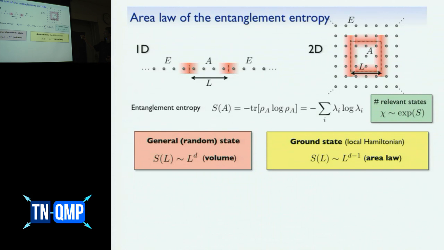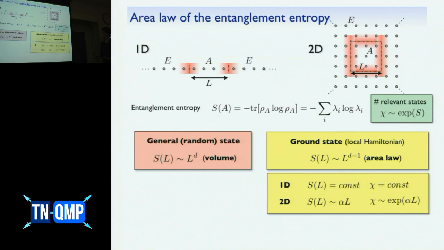Now this implies in one dimension, L to the power of 1 minus 1, that's a constant, right? So the entanglement entropy will asymptotically become a constant when you look at larger and larger systems. The remarkable consequence is that the number of states needed to describe such a region A in your system also becomes a constant. It's remarkable that you can represent such a region with a finite number of states, even though the Hilbert space is growing exponentially. And in the end, this is really the reason why DMRG is so powerful.